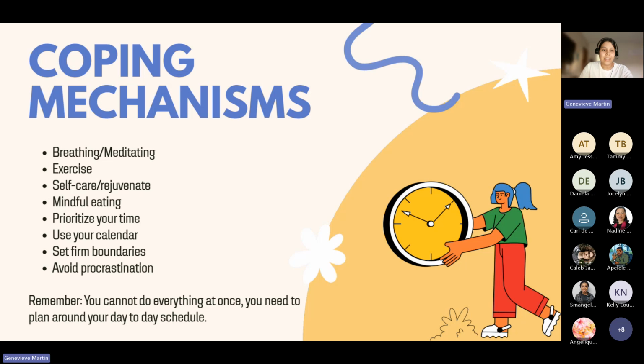And then avoiding procrastination. So getting things done. Don't wait until the last minute, because, like I said, life is unpredictable. Anything can happen. So remember, you can't do everything at once. You need to plan around your day-to-day schedule. So your schedule is not going to align with the next person. You need to adjust your schedule to your lifestyle and what's going to work for you.